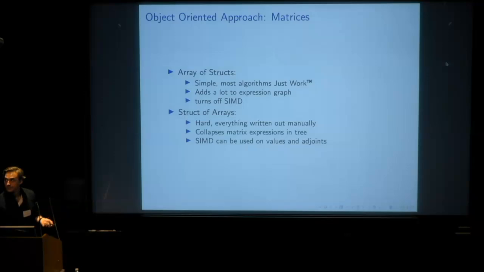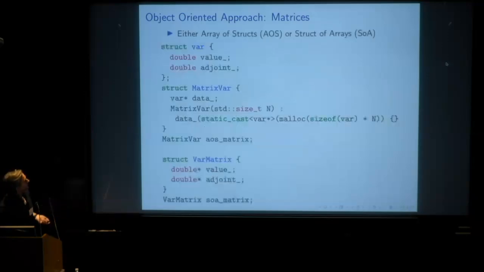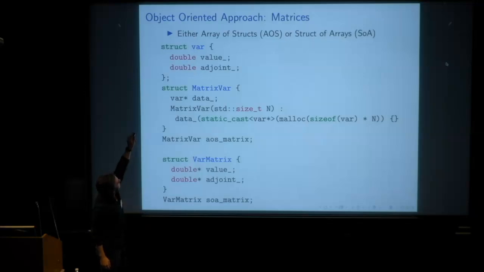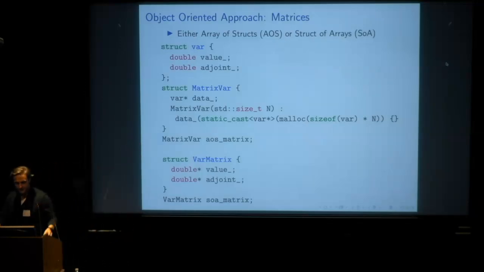One sort of fun thing. Let's actually talk about this. So we did talk about this, and this is sort of a pseudocode here. But a big question in automatic differentiation libraries is how do you represent matrices? Because there's a nice and flexible way, and there is a kind of harder way that's much, much faster. We tend to call those arrays of structs or struct of arrays.